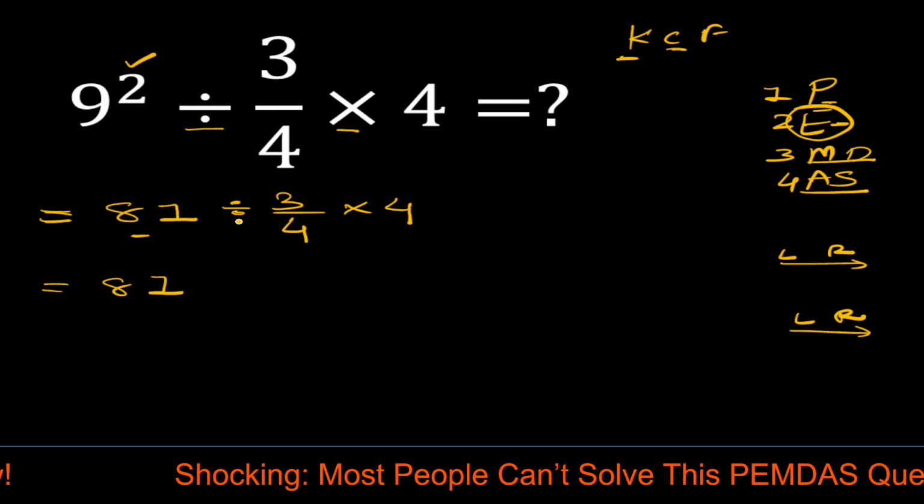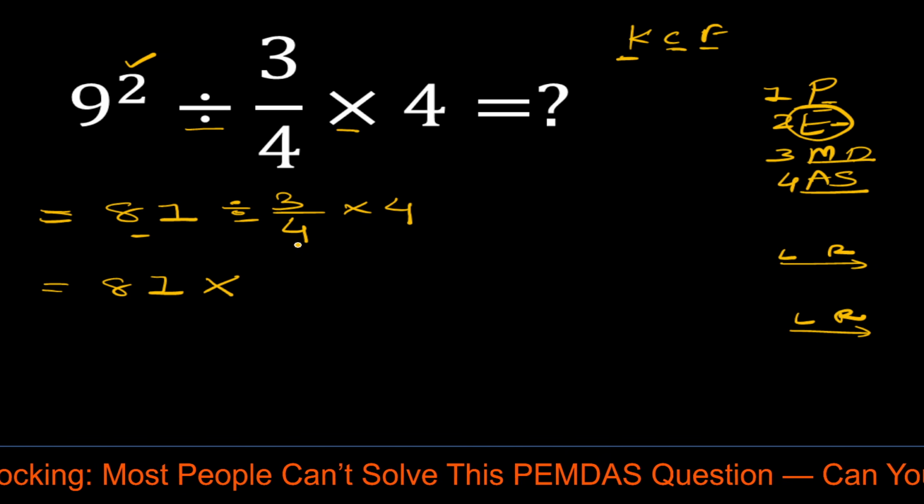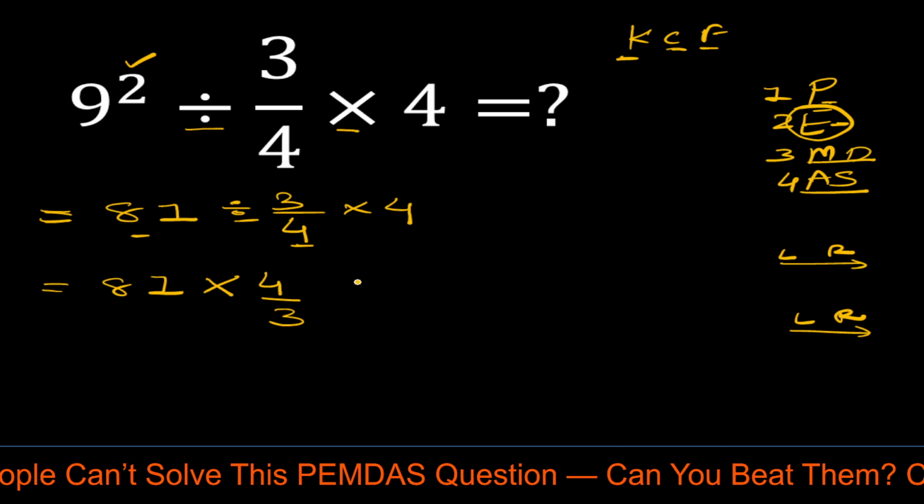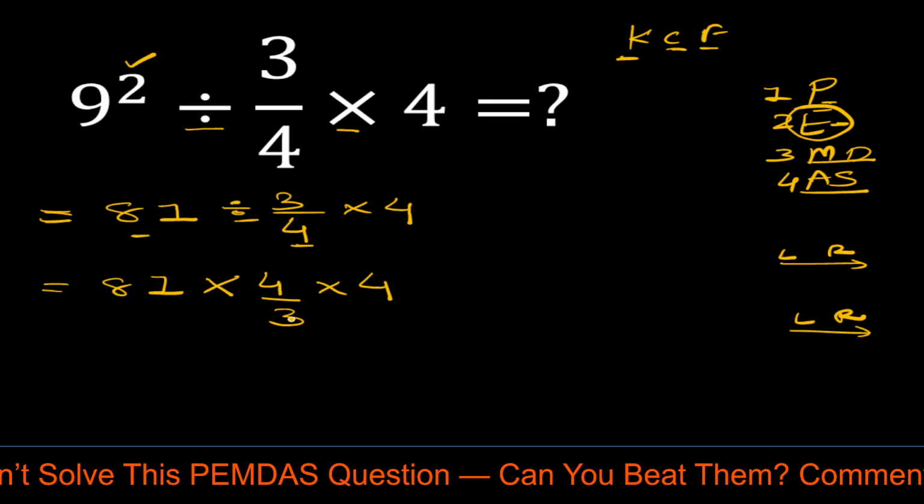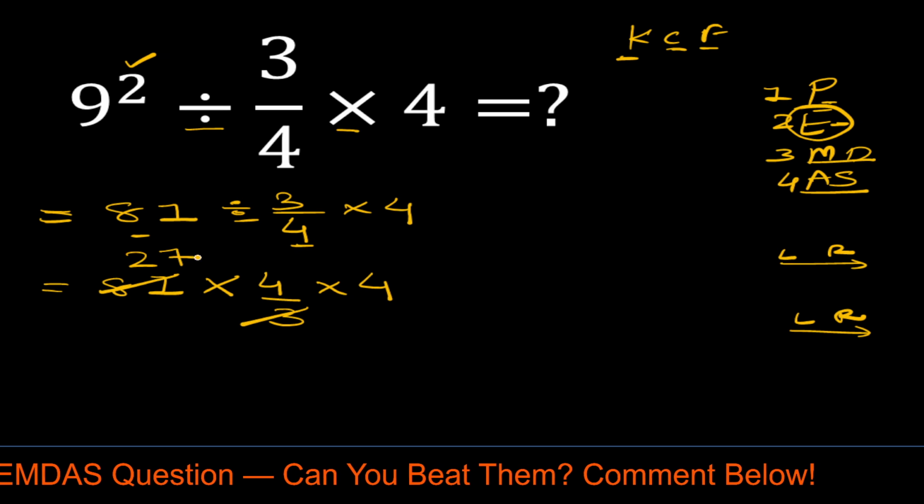Now according to KCF rule, K means keep this 81 as it is same. Then C means change this sign from division to multiplication. And F means flip this fraction, 3 upon 4 is equal to 4 upon 3. Multiply 4, right? Now 81 divided by 3 is equal to 27.